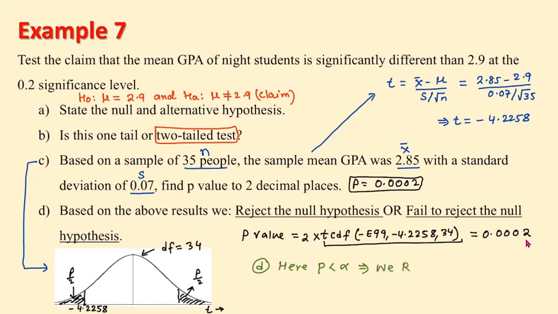We reject the null hypothesis. So the correct option is reject the null hypothesis. Okay, that is our 7th example.